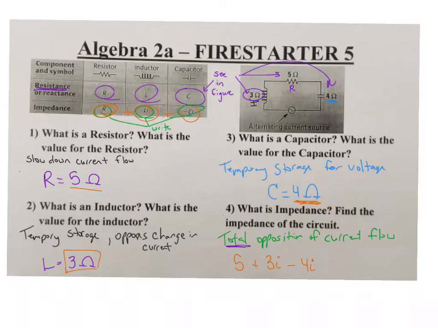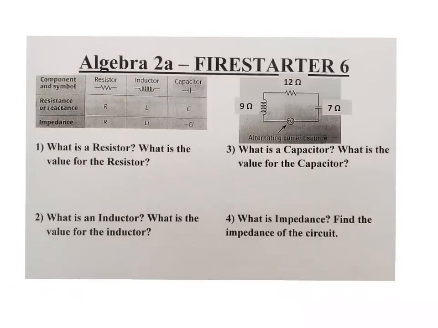So for the impedance, I'm going to add them all together. Really the only like terms I have are going to be the i's. So I'm just going to do 5 plus 3i minus 4i. So I end up with 5 minus i. So the whole impedance is going to be 5 minus i ohms. And that's it.